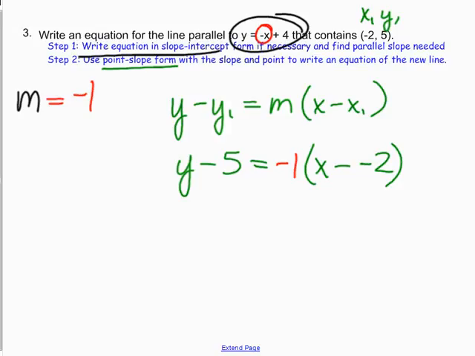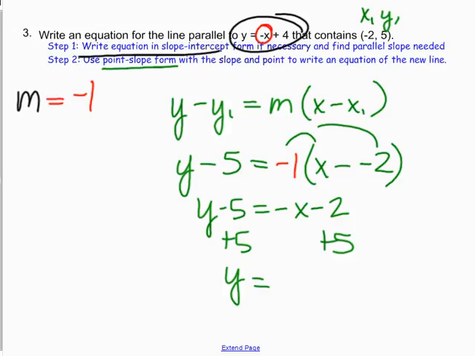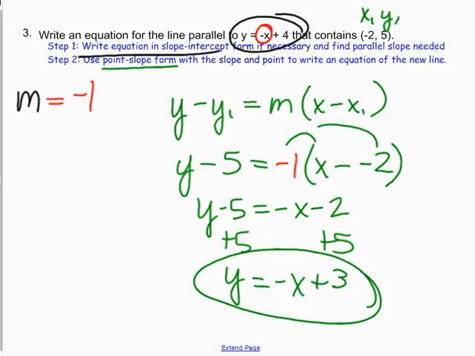Okay, so let's distribute. We've got y minus 5 equals -x. -1 times a -2 is +2, but we retain that minus sign, so it's going to be -2. Alrighty then. So now we're going to add 5. Add 5. y equals -x plus 3 is going to be an equation of a line that goes through this point and that is parallel to this line.